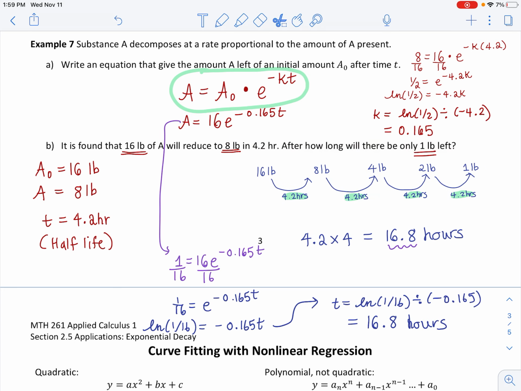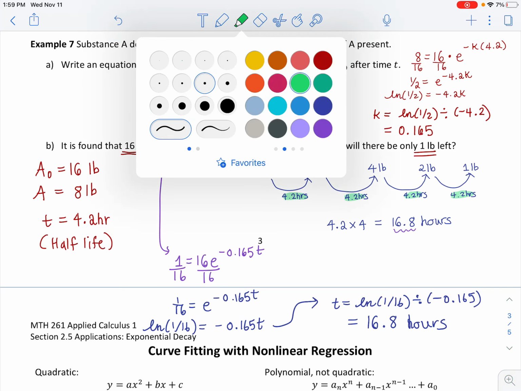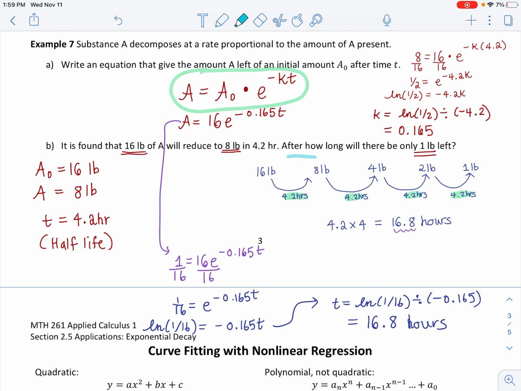So this is up to you. You know which method I prefer. I like this method. This one was short and quick. We just had to notice that they secretly gave us the half-life, because they went from 16 pounds to 8 pounds in 4.2 hours. So if I see this problem on your homework, I would stick with this method because that was much easier.